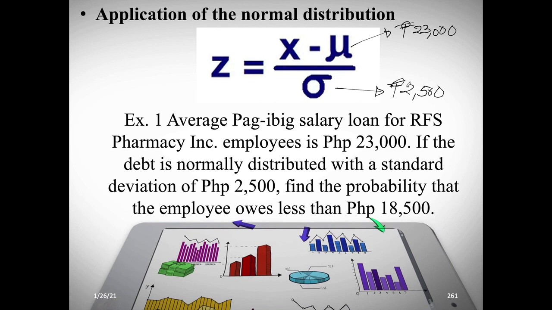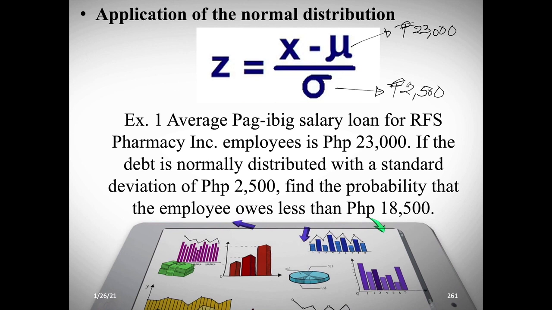Halimbawa, I have a debt sa Pag-ibig salary loan which is equivalent to 20,000. So, more likely, yung range ng debt ko is plus minus 2,500. Or, it is actually from 17,500 up to 22,500 if my mean is 20,000. I hope you get it.